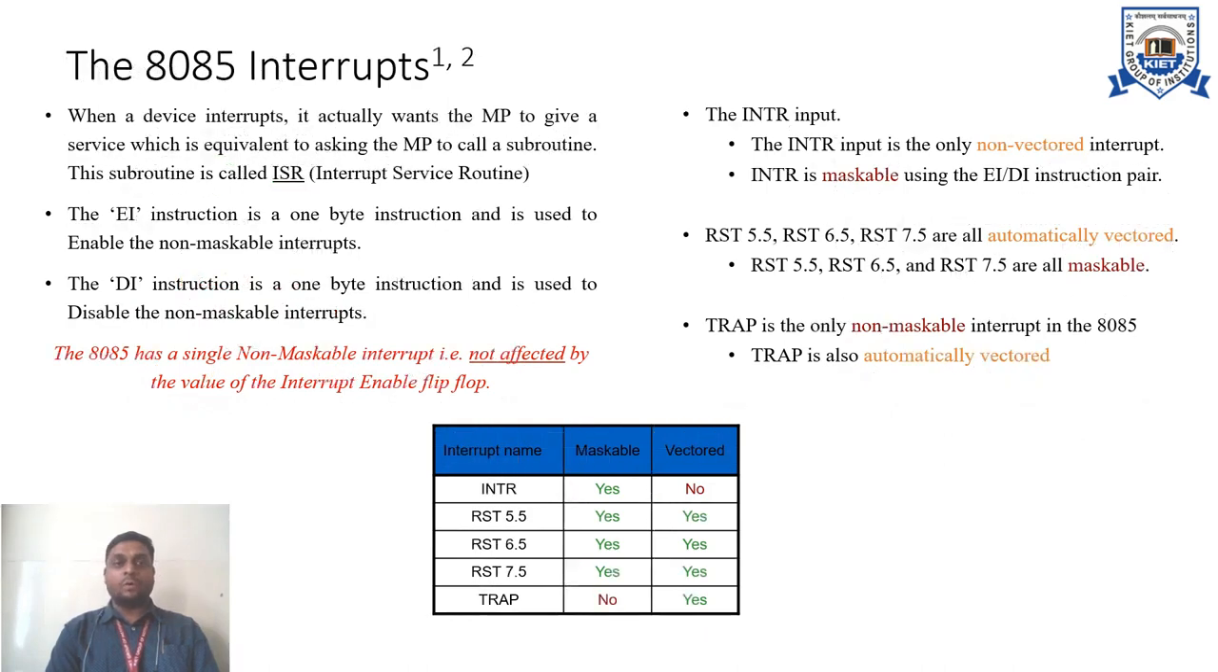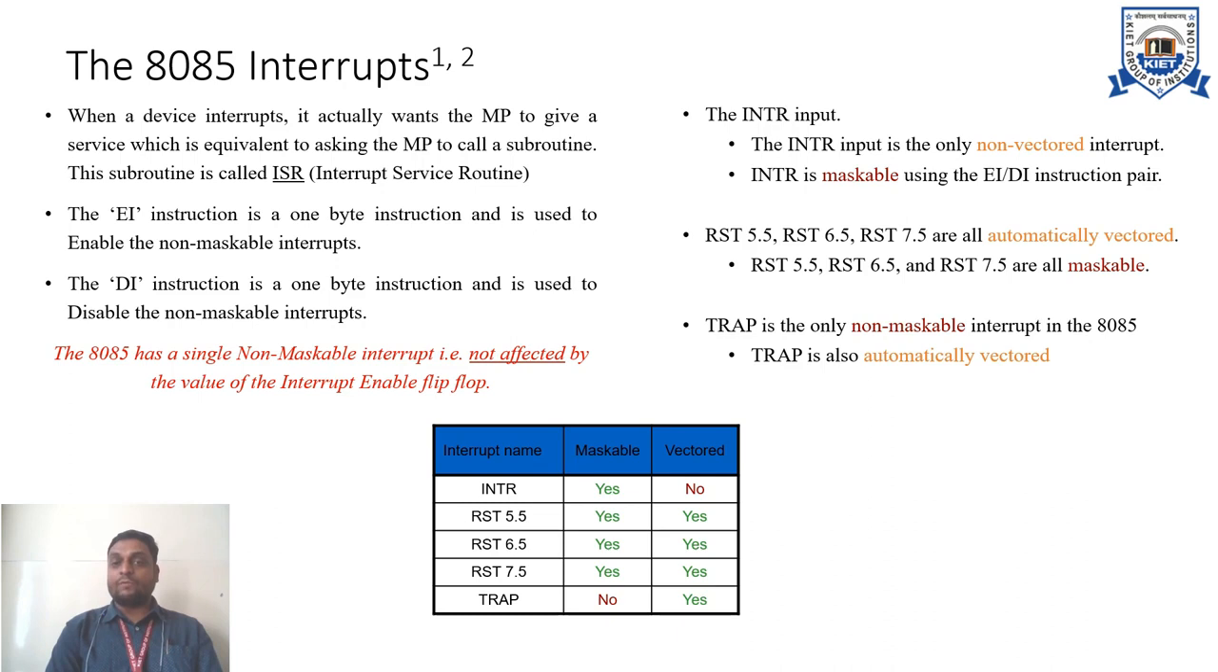Now we are going to discuss 8085 interrupts. We have already discussed interrupts. The 8085 has a few types of interrupts called trap, RST 5.5, 6.5, 7.5 and INTR. All these interrupts are priority based in which the trap has the highest priority and it is a non-maskable interrupt. Then RST 7.5, 6.5 and 5.5 are there. The lowest priority interrupt is INTR.